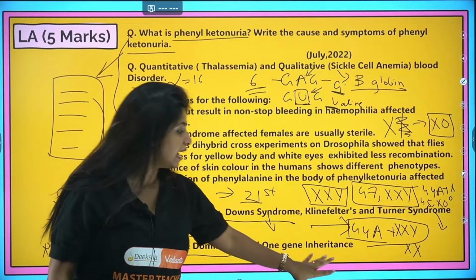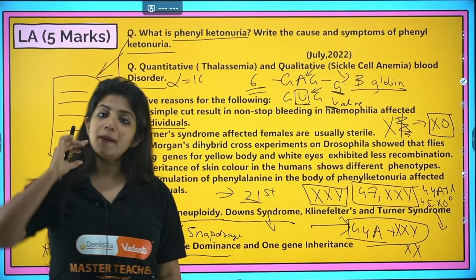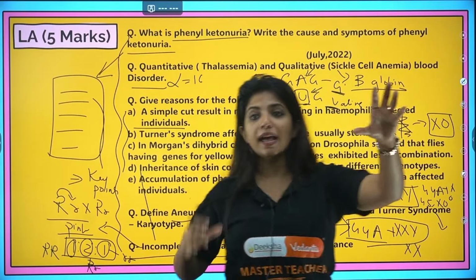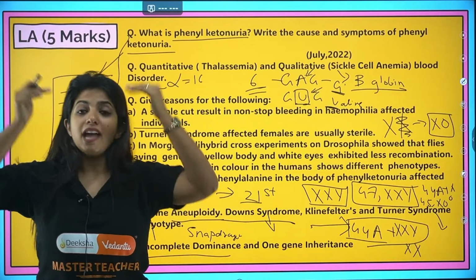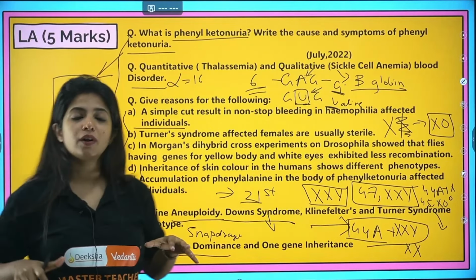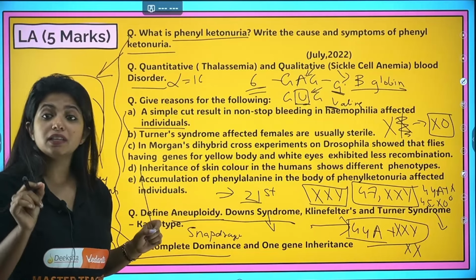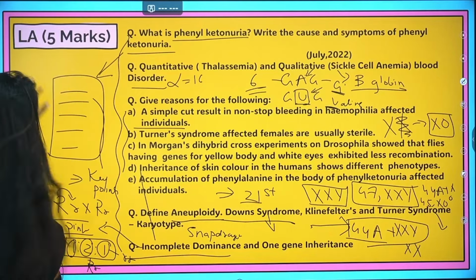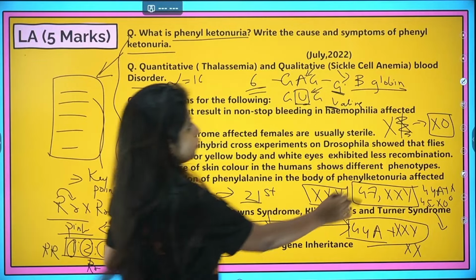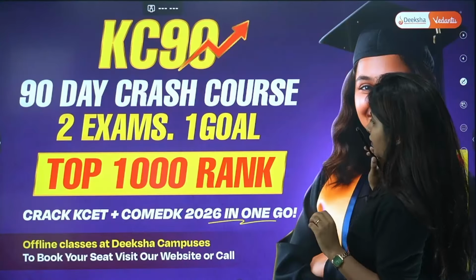Now for one gene inheritance, in that you have to talk about Pisum sativum, where you are crossing the tall plant and the dwarf plant. Capital T, small t. What happens in the F1 generation? What happens in the F2 generation? Everything along with their genotypic as well as phenotypic ratio. I hope that's clear.